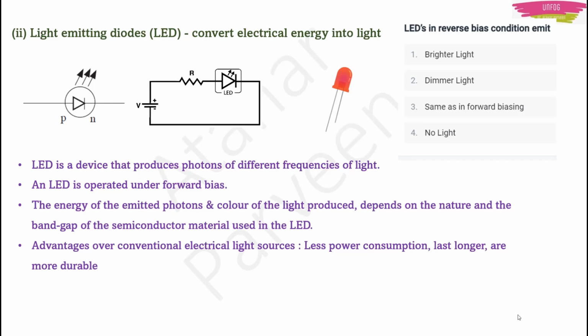Now one type of question can be asked here: LEDs in reverse bias condition emit brighter light, dimmer light, same as in forward biasing, or no light. See what I told you, a PN junction diode operates under forward bias, and so does an LED. LED also operates under forward bias. So it means that it will not operate under reverse bias, right? If it is not operating under reverse bias, it will not give you light. So no light will be the answer.